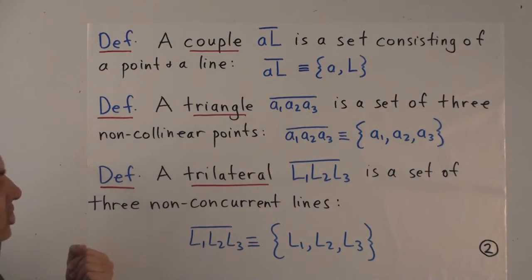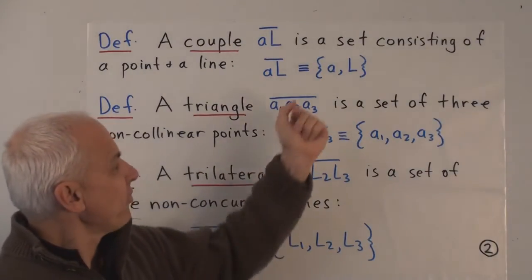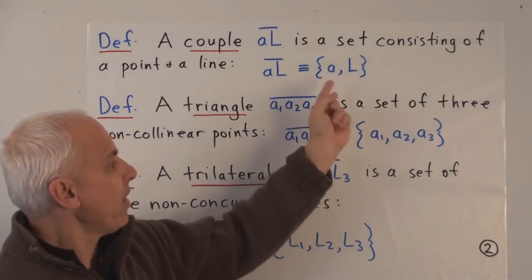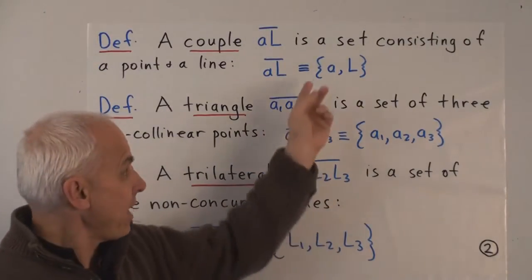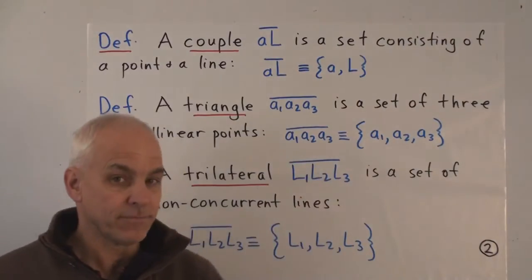Now we won't make any distinction at this point between couples where A lies on L or where A doesn't lie on L. So A might lie on L or it might not. We don't care.